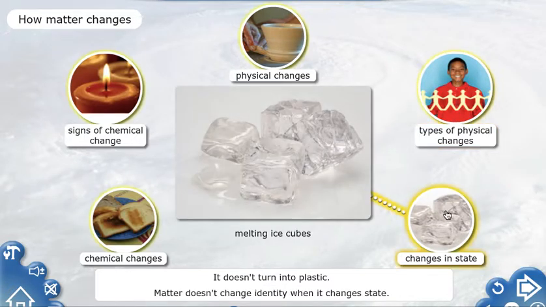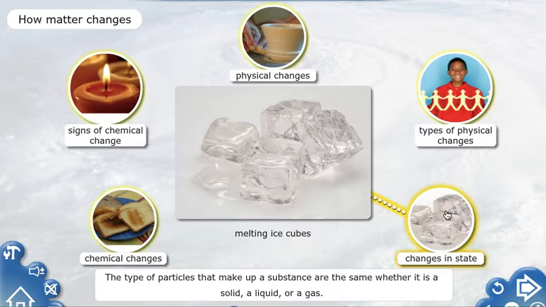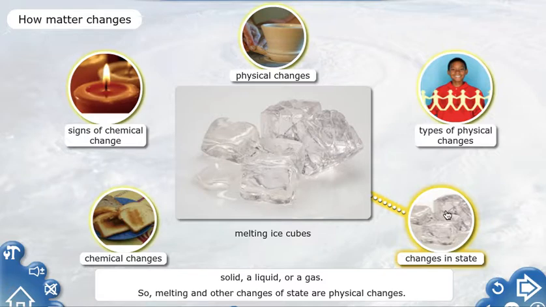Matter doesn't change identity when it changes state. The type of particles that make up a substance are the same, whether it is a solid, a liquid, or a gas. So, melting and other changes of state are physical changes.